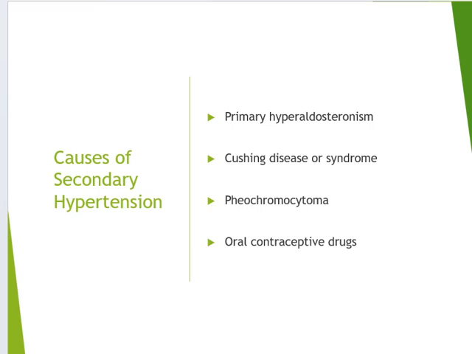Pheochromocytomas are tumors of what we call chromaffin tissue, and those tumors contain sympathetic nerve cells that are constantly releasing catecholamines, and catecholamine release is what's causing the hypertension. The other cause is oral contraceptive drugs. Some patients develop secondary hypertension from those, and the treatment is to withdraw the drug.